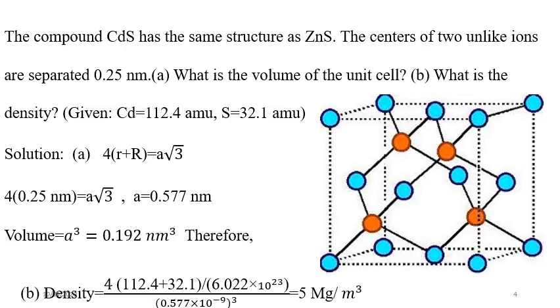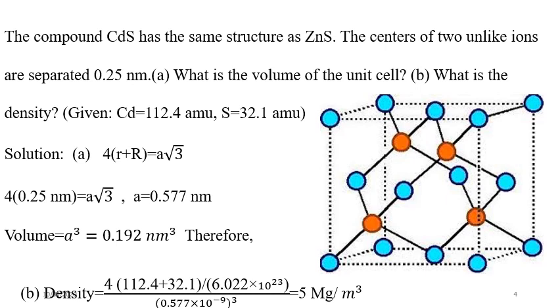And last, similarly we will solve this problem also. A compound CdS has the same structure as ZnS. The centers of the two unlike ions are separated by 0.25 nanometer. What is the volume of the unit cell? And the second part is: what is the density? Here also atomic masses are given.